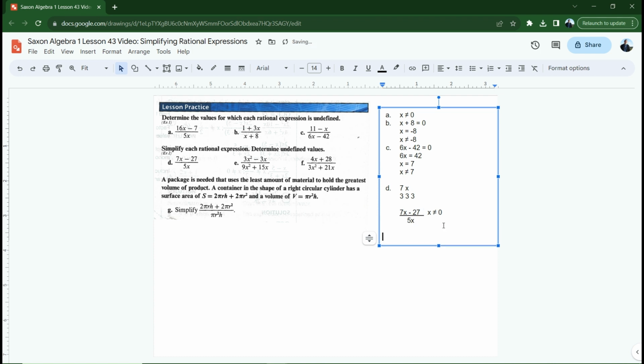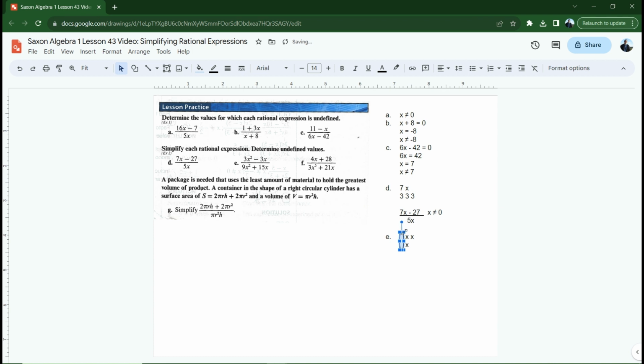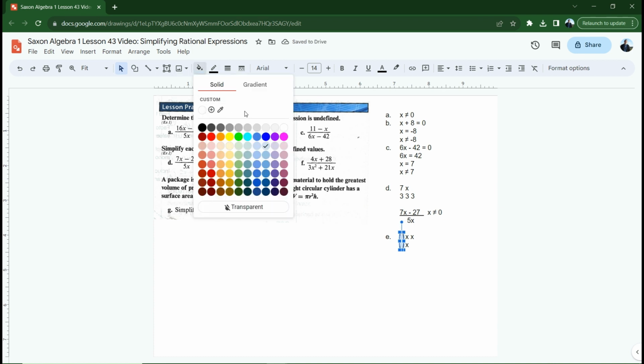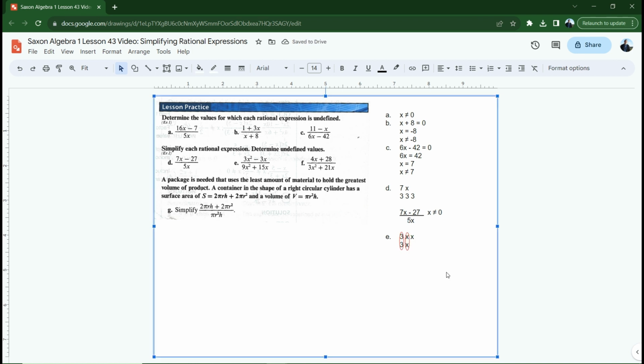All right, let's take a look at letter E. Let's see, for letter E, here I have on top 3 times x in one of my terms. In my other term on top, I have 3 times x. Oh, looky here. There's some circling I can do. I can circle this 3 and this 3. And I'm also going to change the color to red so we can see it a little better. I can circle this x and this x. So I can factor a 3x out of my numerator.